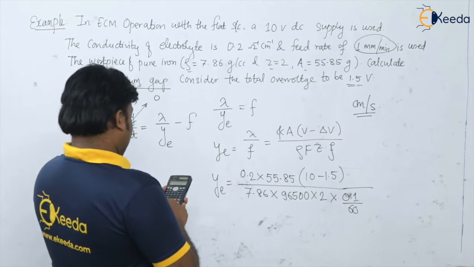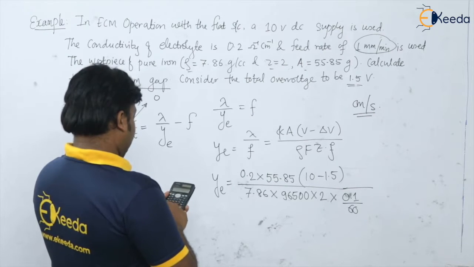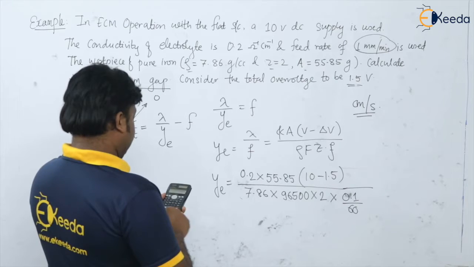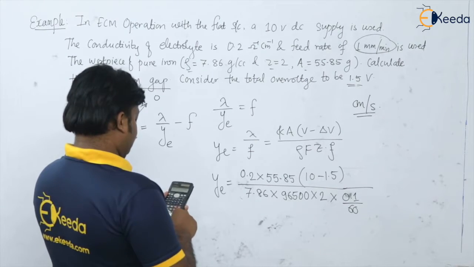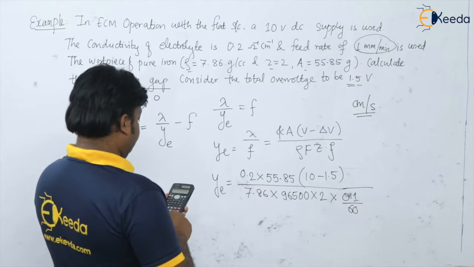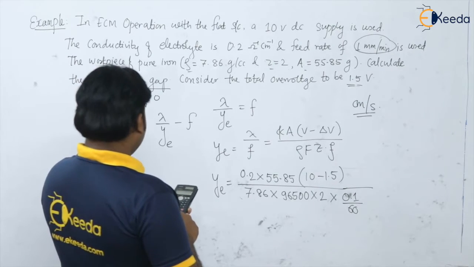That is 0.2 into 55.85 into 8.5 divided by 7.86 divided by 96500 divided by 2 divided by 0.1 into 60. So it will be how much?